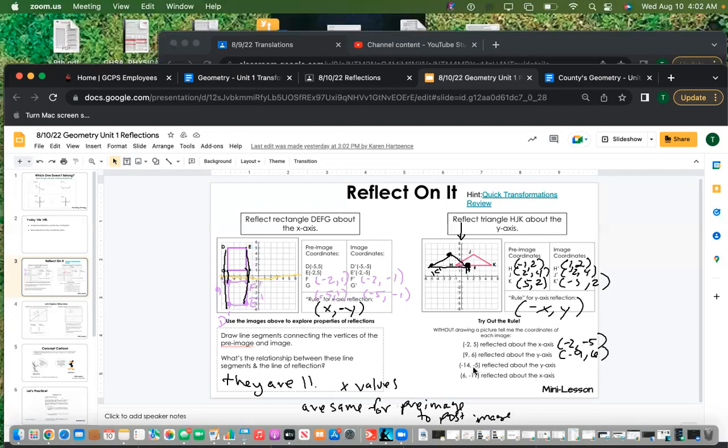The next one, I've got -14, -15, reflecting around the y-axis, so we're going to change the x. That's going to give us 14, -5. And reflected around the x-axis, we're going to change the y value. It's going to give us 6, 11. So it's kind of like whichever line you're reflecting across, the other variable is what you're changing. So if we're reflecting across the x-axis, we're changing the y.